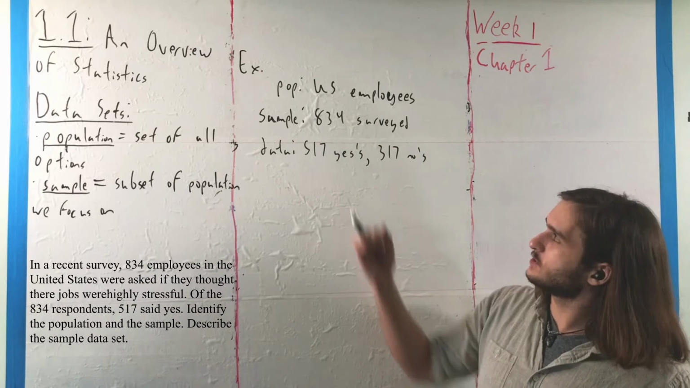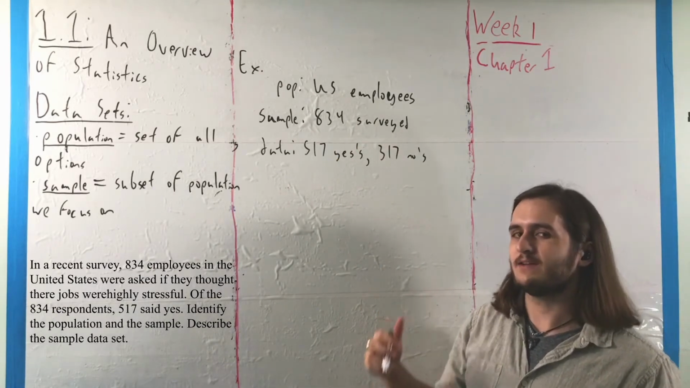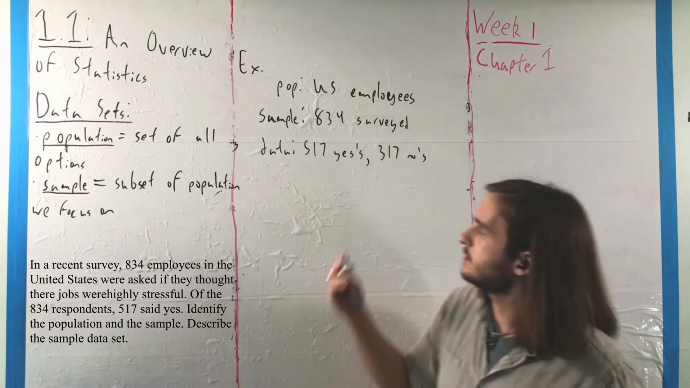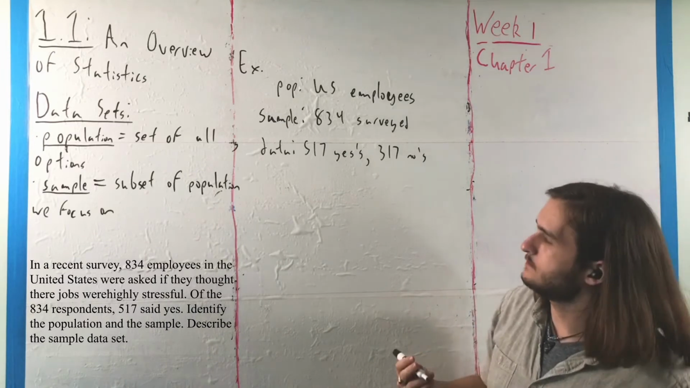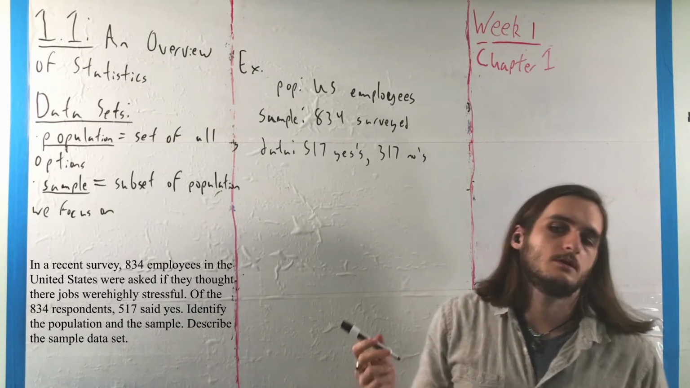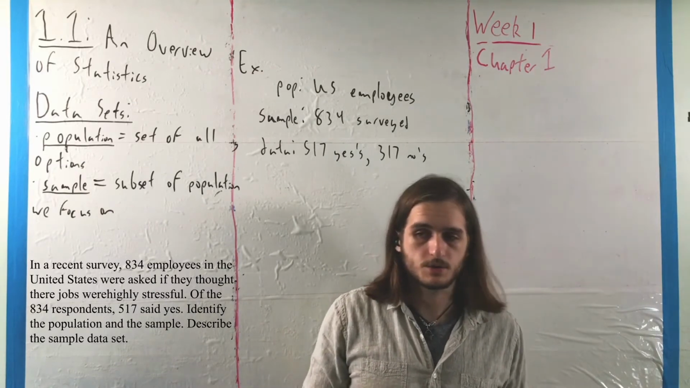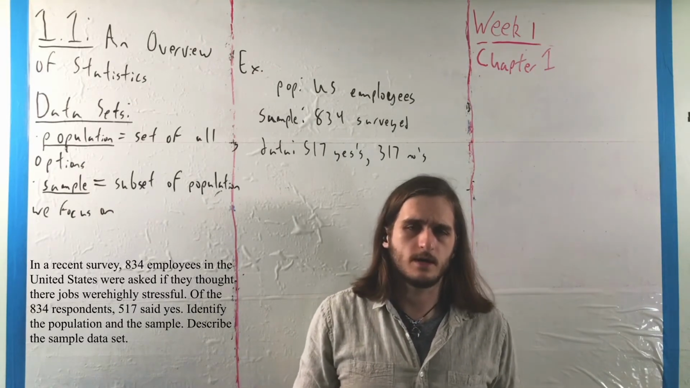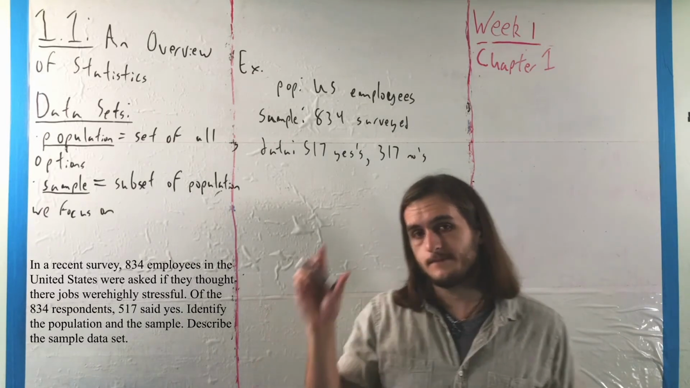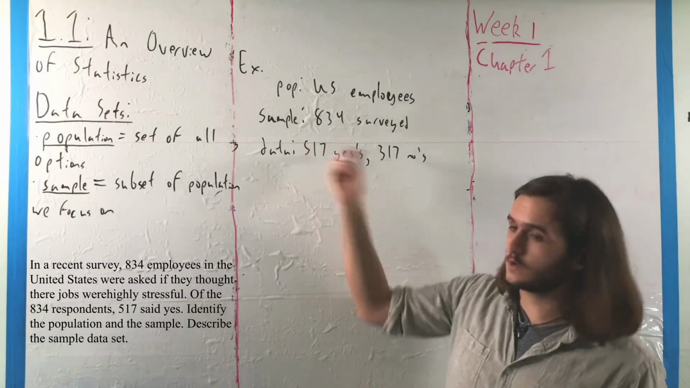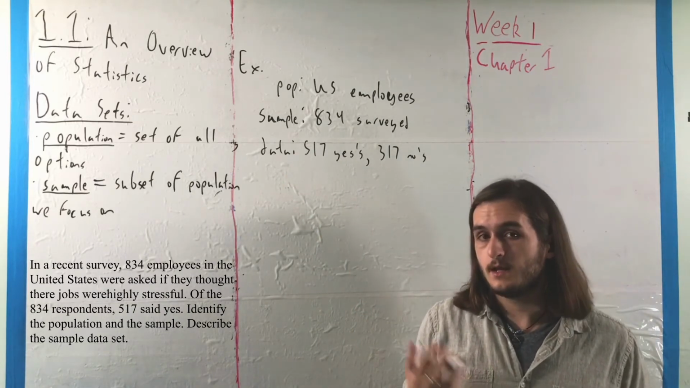We could, instead of just looking at US employees, look at all people in the US who have ever been employed and make this a broader population. Or instead of taking all US employees, we could just look at employees in teaching or postal work or retail work. I don't know why I'm defaulting to very stressful jobs, but the point is we could specify the group we draw this 834 from, depending on what we want to look at and what we have.